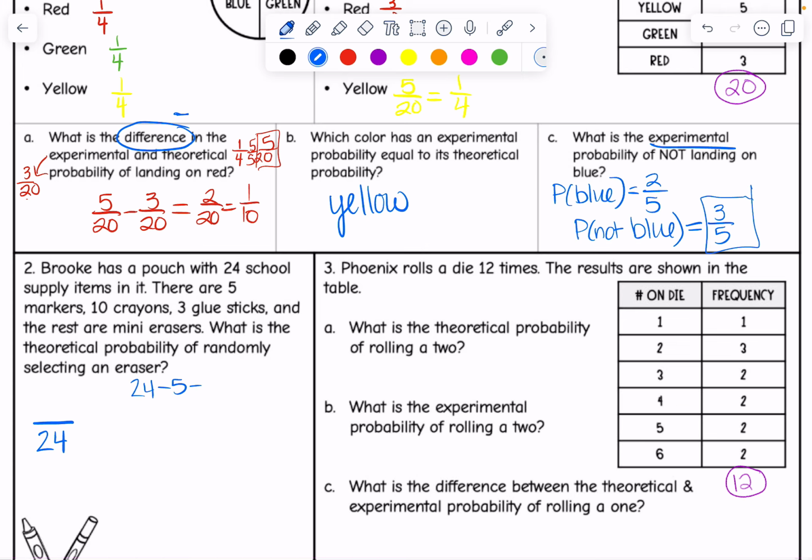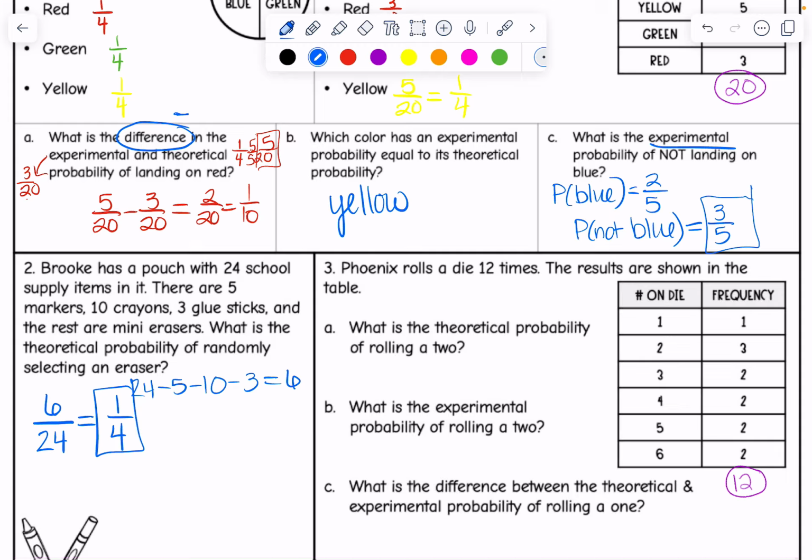So we're starting with our 24 items. We can subtract off what we already know. And when we take out 5 markers, 10 crayons, 3 glue sticks, we're going to be left with 6 erasers. So you have a 6 out of 24 chance of drawing an eraser, which can be simplified to 1/4. So you have a 1 in 4 chance of randomly pulling an eraser.